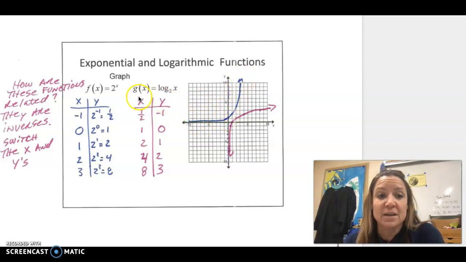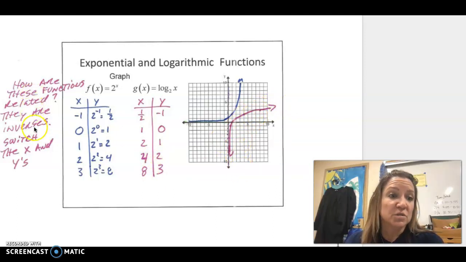If we find the inverse, which is log base 2 of x, you're going to get this graph in pink. If you plug in a 1, you're going to get 0. If you plug in a 2, you're going to get 1. If you plug in a 4, you're going to get 2, and so forth. So the graph is going to look this way.